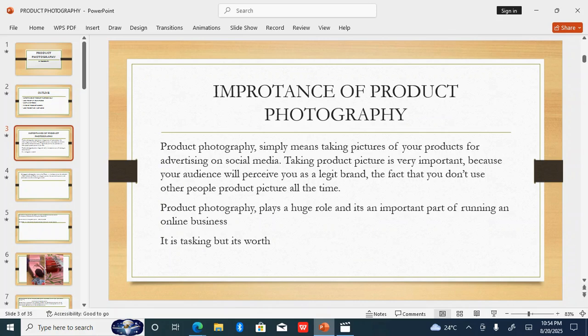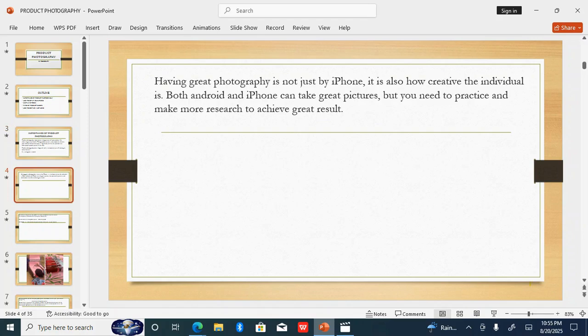But trust me, it is taxing, but it's worth it, because you will gain your money from the fact that you are taking your product pictures. And also, taking your product pictures is not just by iPhone alone. It depends on how creative you are. We have some Android phones that can actually take great pictures depending on the lighting and how creative you are. But you need to keep practicing and practicing till you get a very great result.